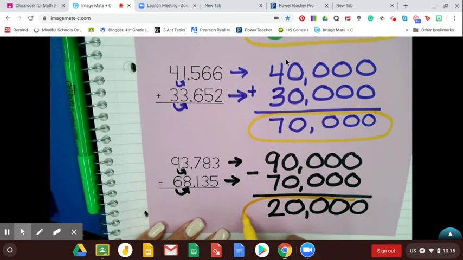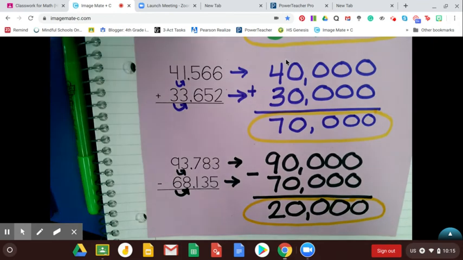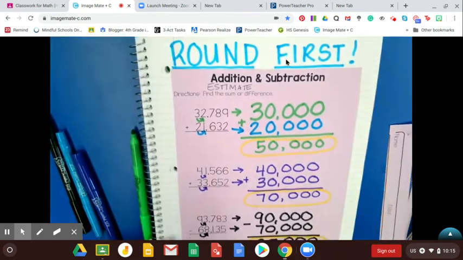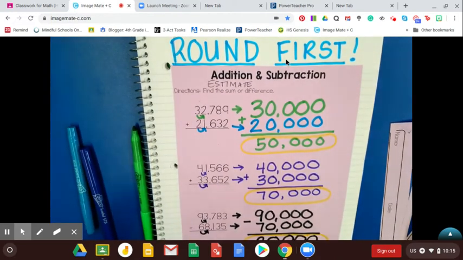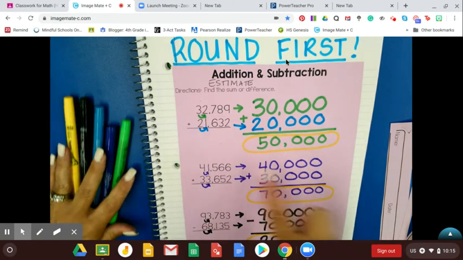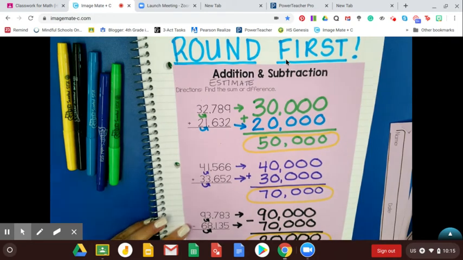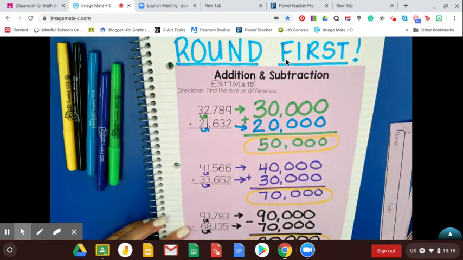That's it, guys. This is estimating sums and differences. So your page should look exactly like mine, or not exactly, but as close to possible, right? We want to try to be using different colors, or maybe using highlighters or in some way to circle our answers. If you're using pencil, that's fine too. You should have round first written at the top of your paper, just like me.